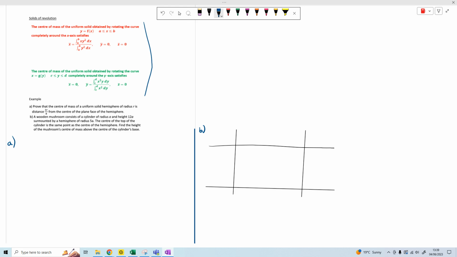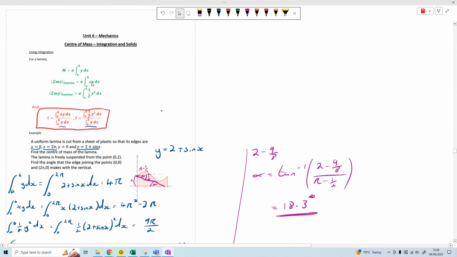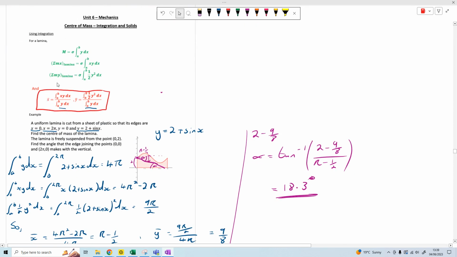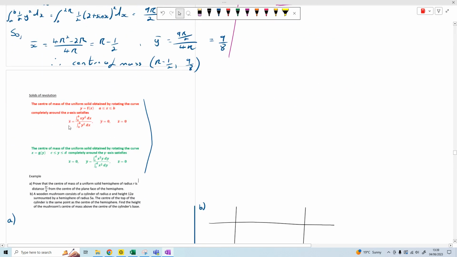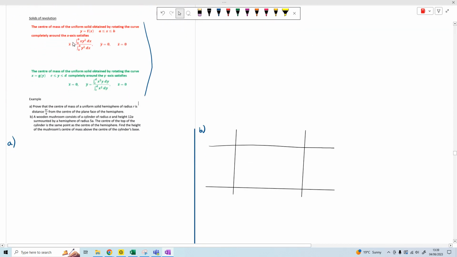So if I just go back up, it's near identical to what this one was. The only difference is now it's got squares in it, simply because you're dealing with a 3D shape now, not just a 2D one, whereas before it was just a 2D laminar.